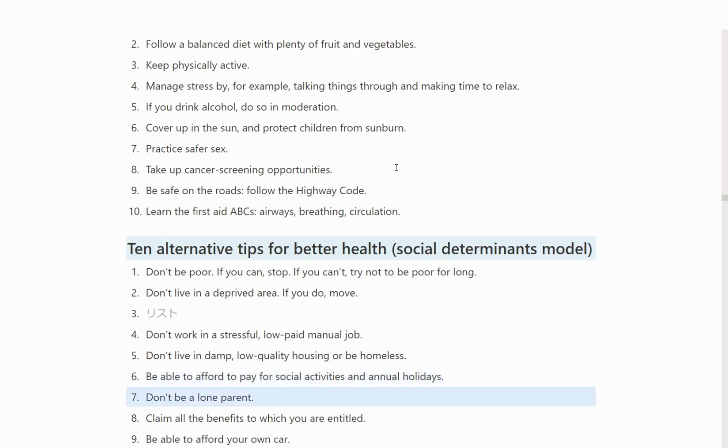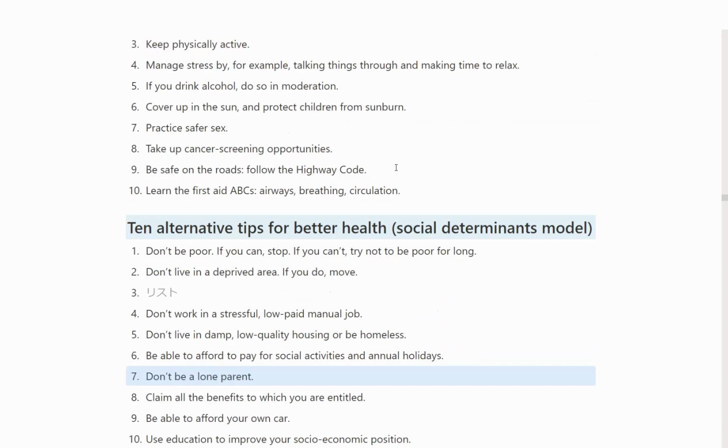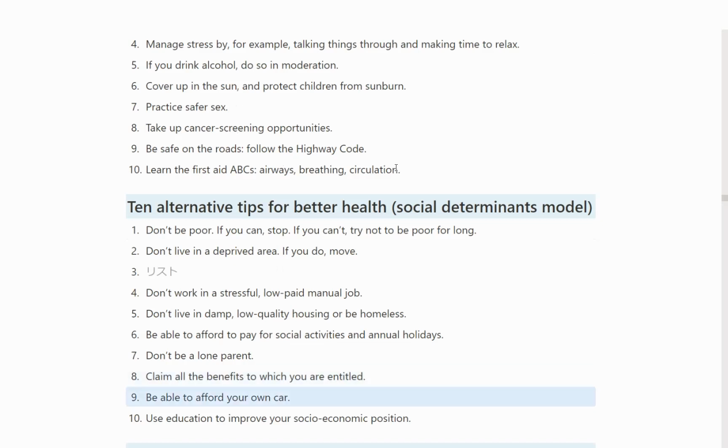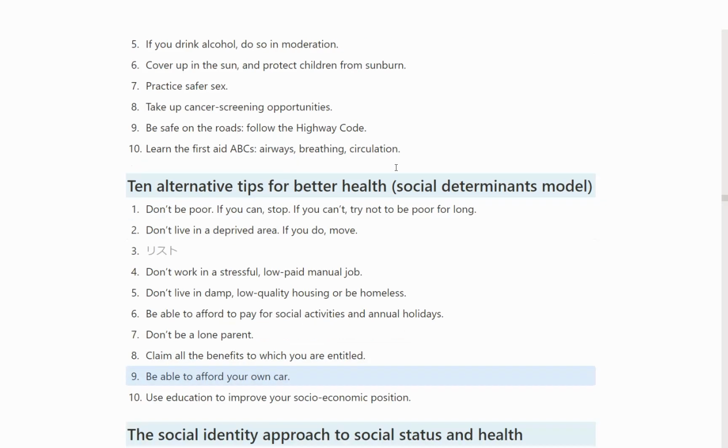7, don't be a lone parent. 8, claim all the benefits to which you are entitled. 9, be able to afford your own car. 10, use education to improve your socioeconomic position.